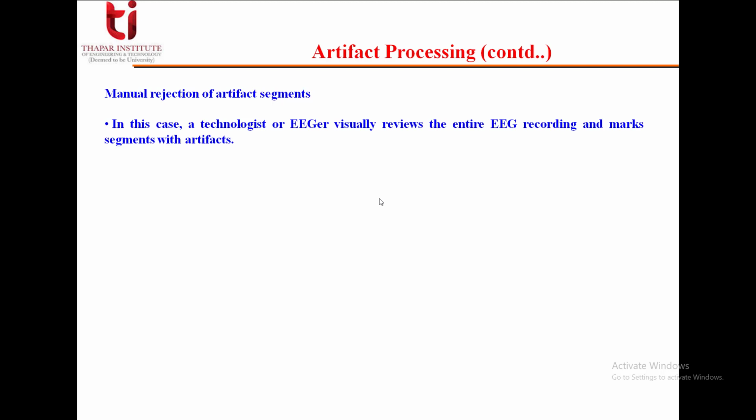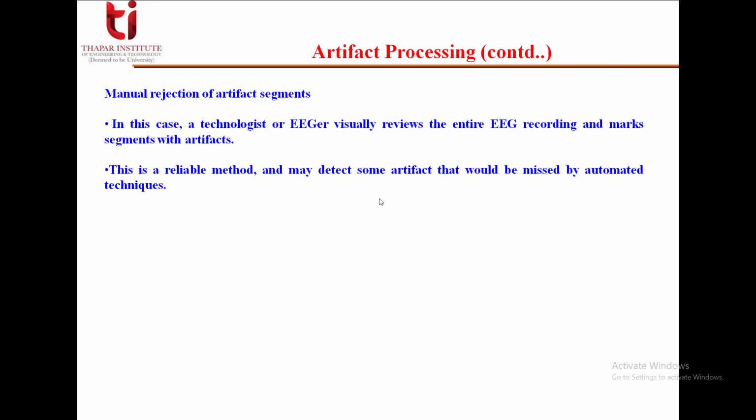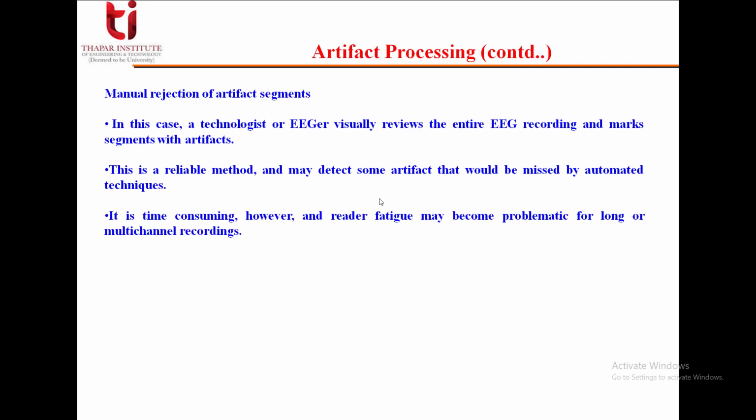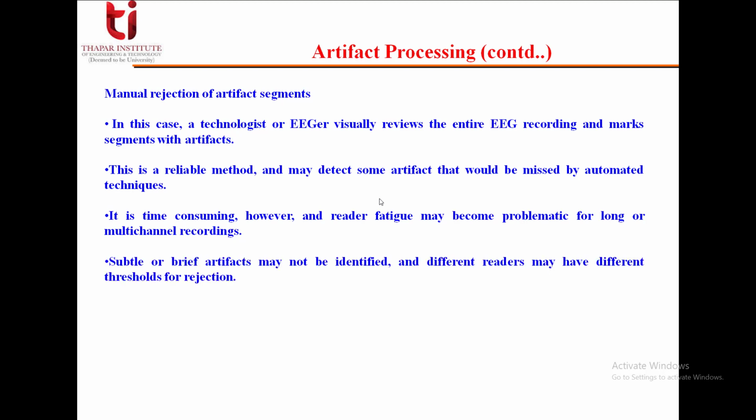Then we have another method, that is simply the manual rejection of artifact segments. In this case, we can employ a technologist or EEG viewer who reviews the entire EEG recording and marks the segments with artifacts. This is a reliable method and may detect some artifacts that would be missed by automated techniques. But it is time consuming, and reader fatigue may become problematic for long or multi-channel recordings.